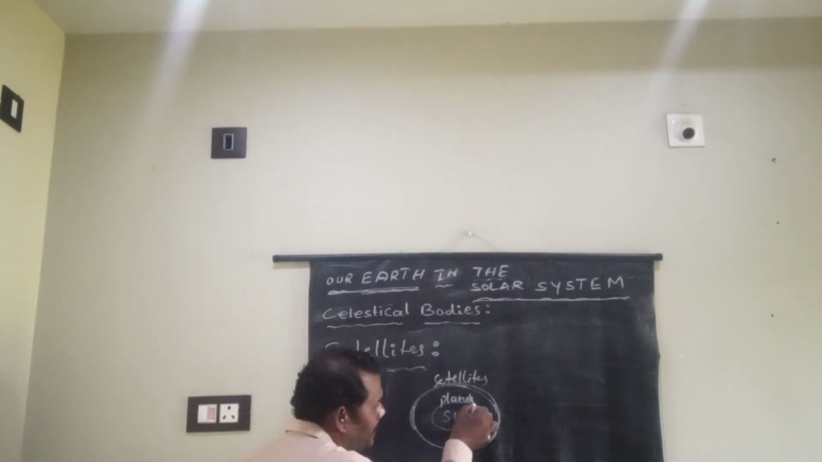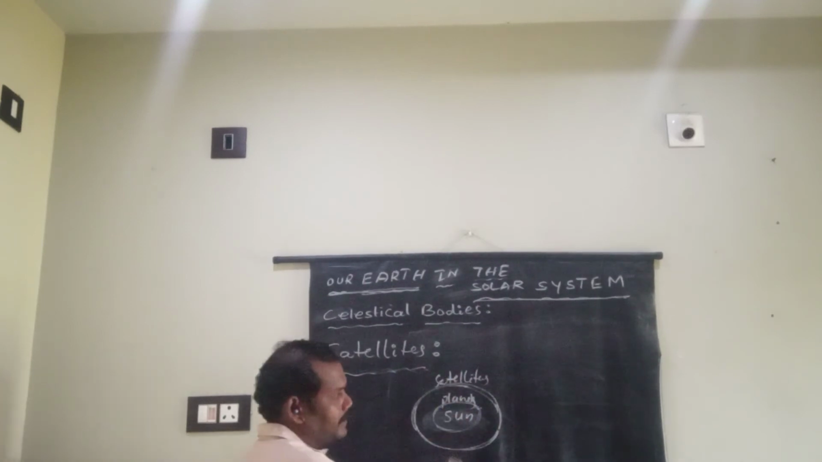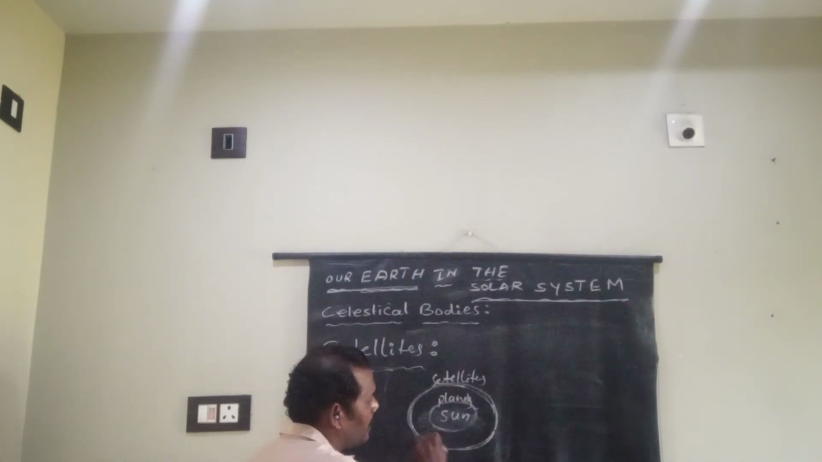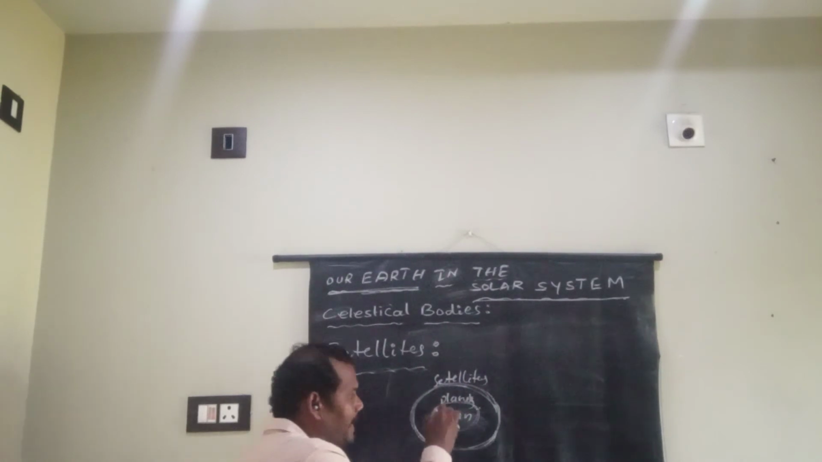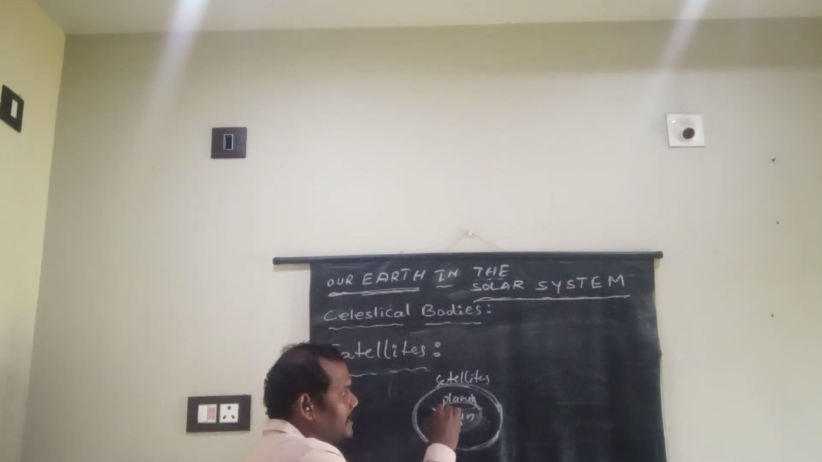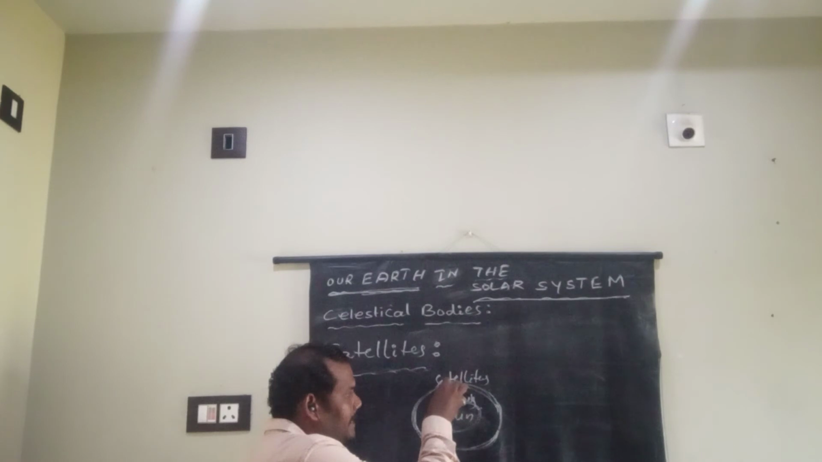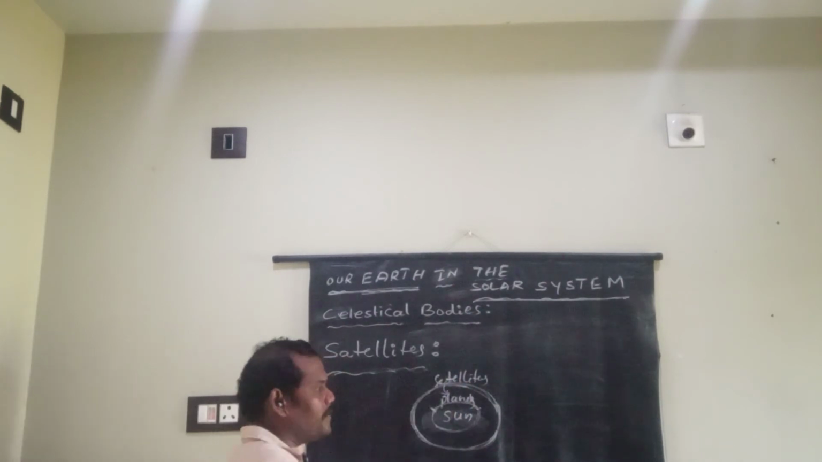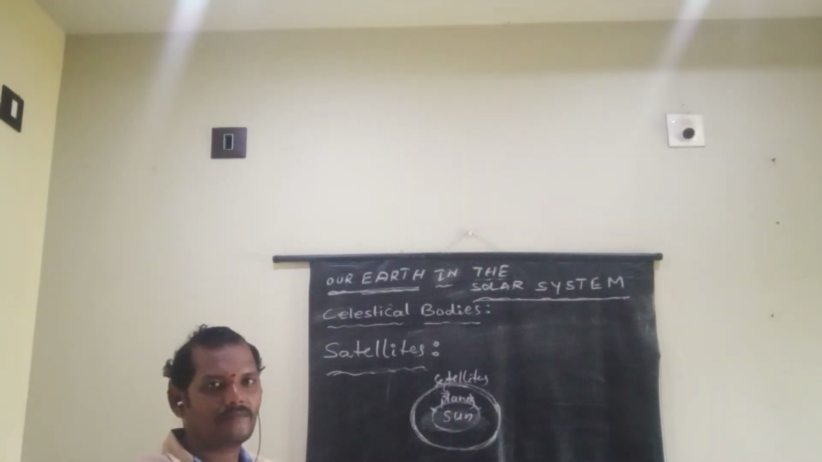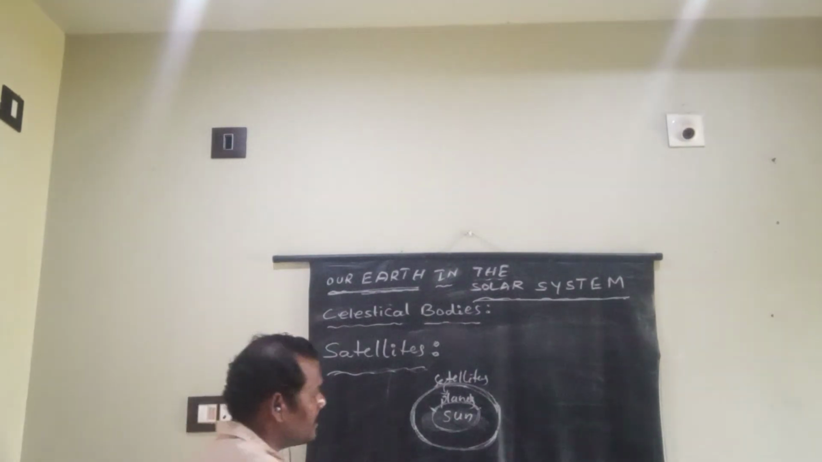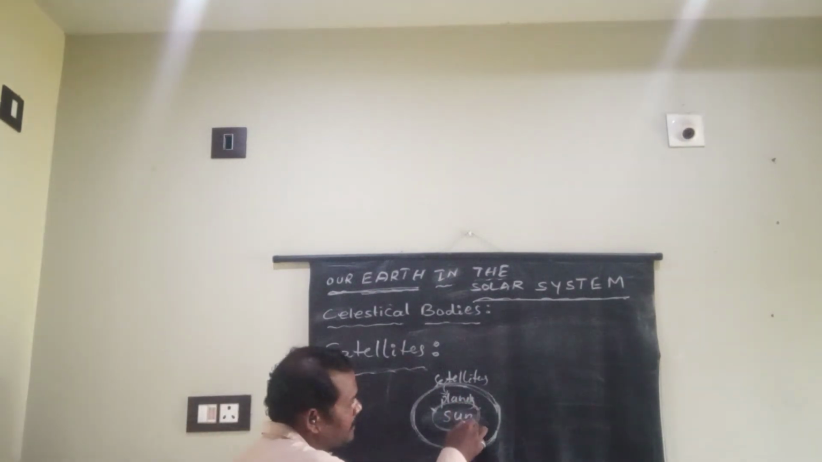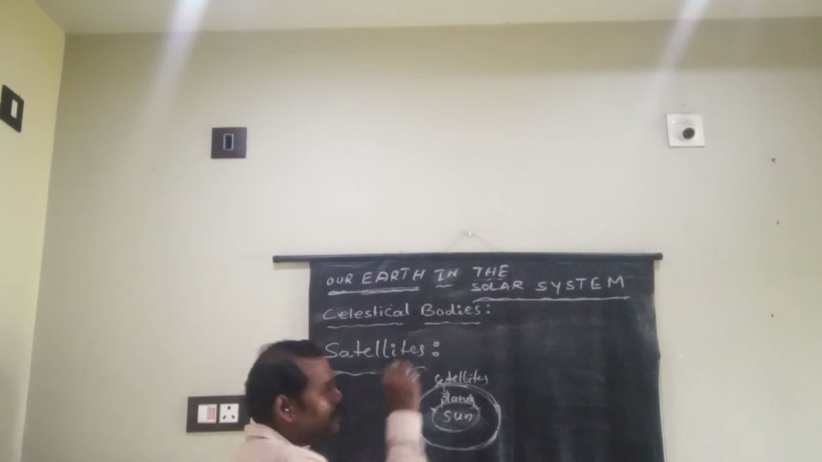The planets move around the sun. The satellites move around the planets. That means the planets get the energy from the sun, and the satellites indirectly get the energy from the planets. That means the planets depend on the sun, and the satellites depend on the planets.